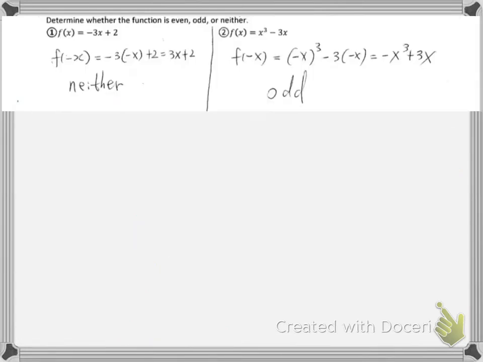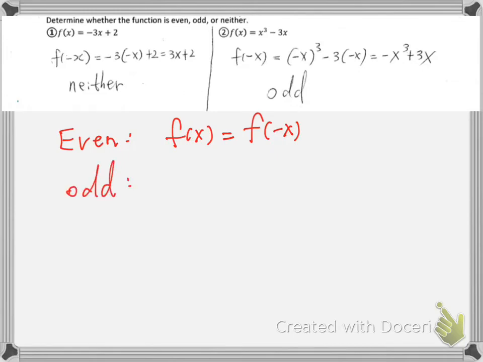Okay, so the next part is even and odd functions. What's an even function? For an even function, we have f of x equal to f of negative x. They are exactly the same. Odd function means f of x is the opposite of f of negative x. If it's not even and not odd, you just put neither.